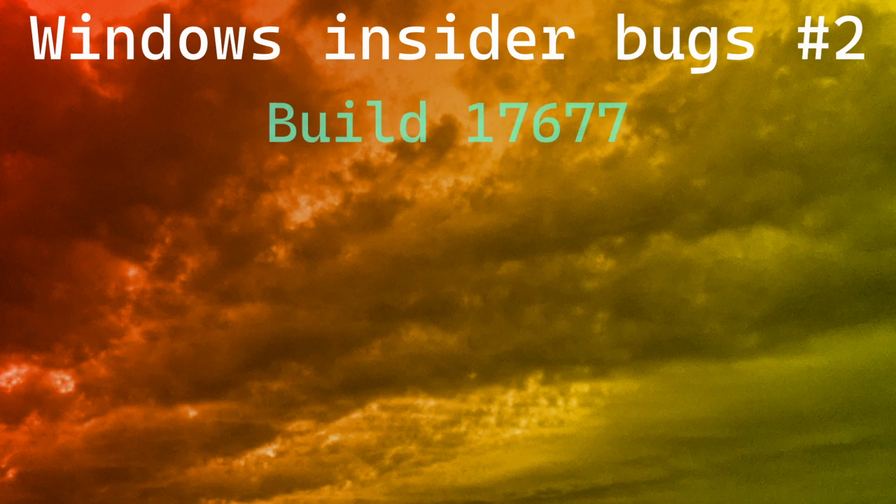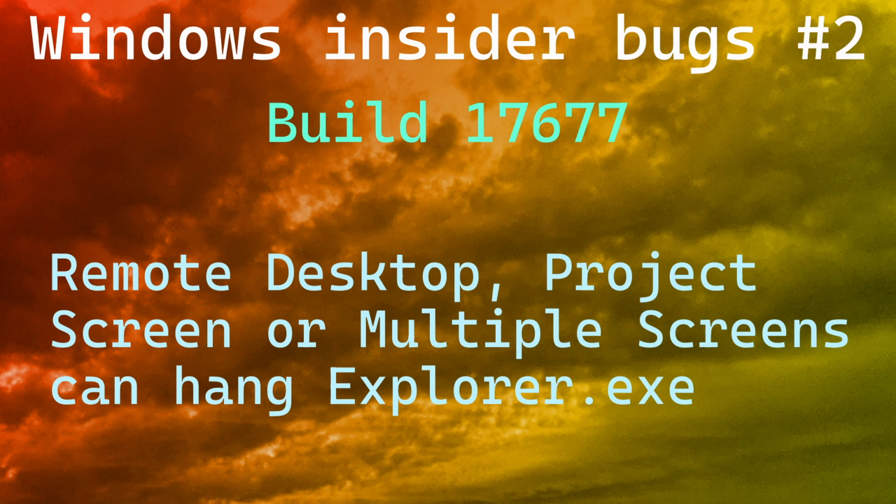Windows 10 build 17677, which is an 1809 Insider because 1809 is 17763 and this is 17677, has the bug that remote desktop, project screen, or multiple screens can hang explorer.exe. So it just hangs Explorer if you're trying to RDP or project your screen or have multiple displays. Are you just not going to be able to use it because Explorer doesn't work? Yeah, pretty much. I can't test this out because, again, this is expired.